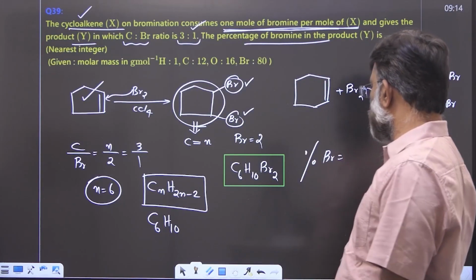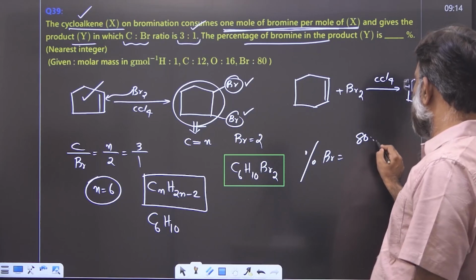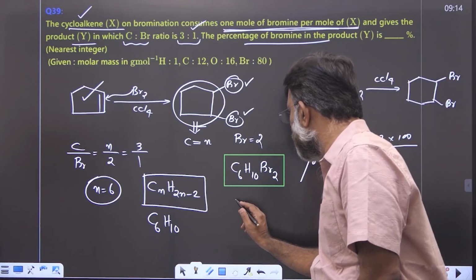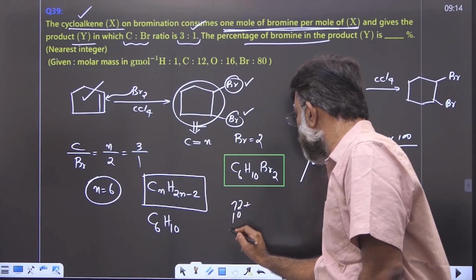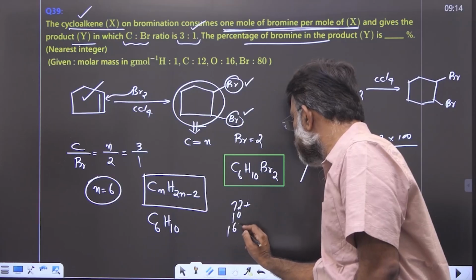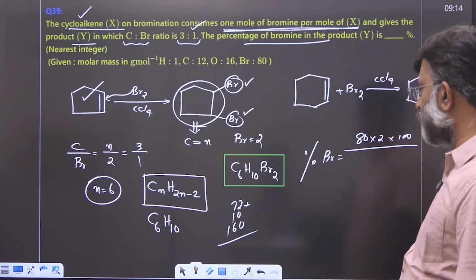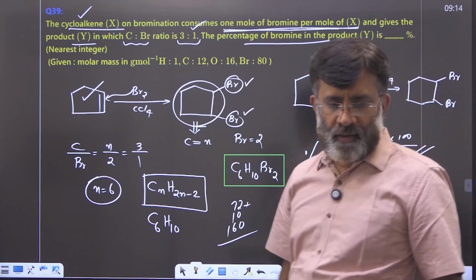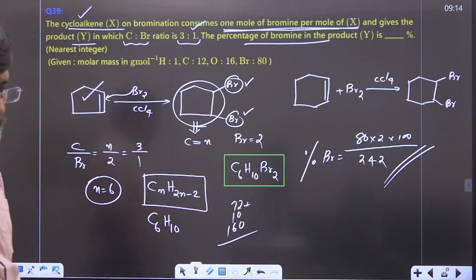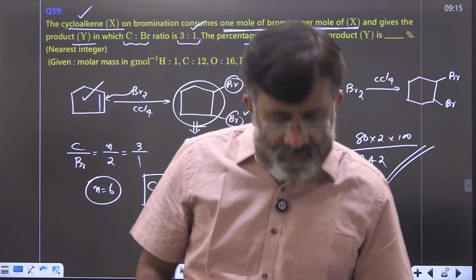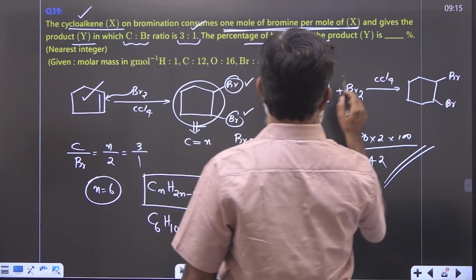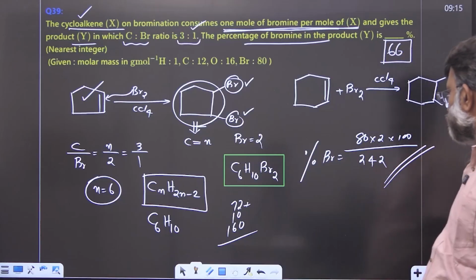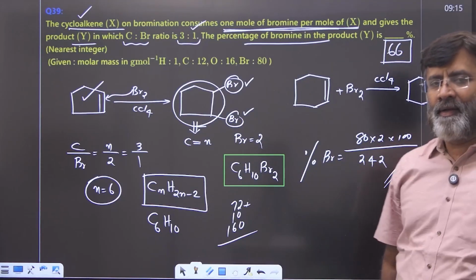Percentage of bromine equal to bromine atomic mass 80, 80 into 2 into 100 divided by molar mass: 72 plus 10 plus 160, that is 242. This is your answer, the percentage of bromine. You can figure out the answer will come 66. Please verify whether you get 66 or not. That is the answer.